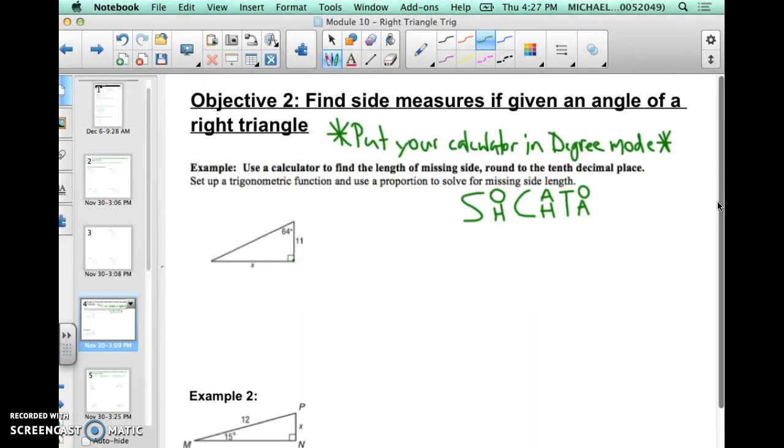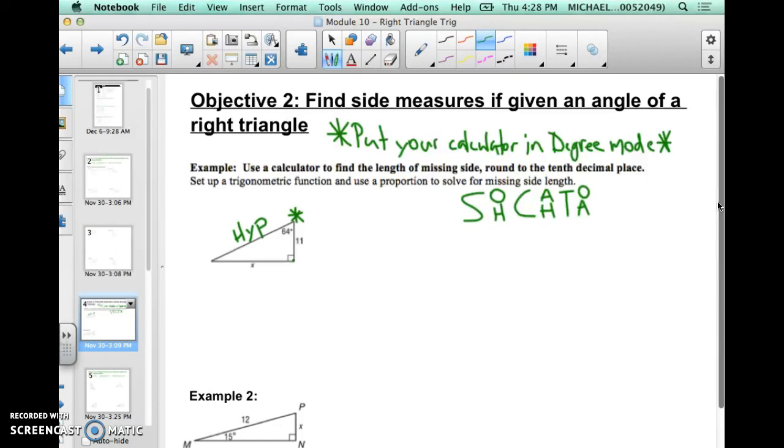And then I need to label my triangle in reference to the given angle. Remember, there's three pieces of a right triangle: the opposite, the hypotenuse, and the adjacent. In this case, I need to label them according to the given angle of 64 degrees. To do that, I can always start with the hypotenuse. The hypotenuse is the side that sits across from the right angle, and it's the longest side. So this is the hypotenuse across the right angle. And then the opposite and the adjacent.